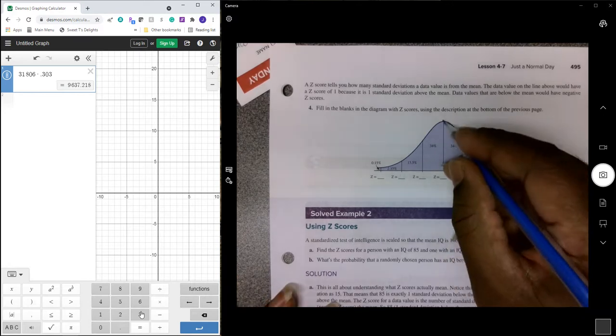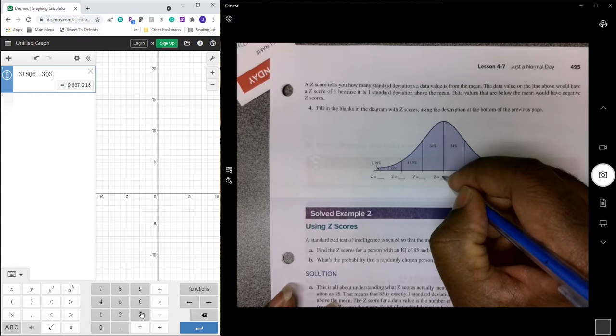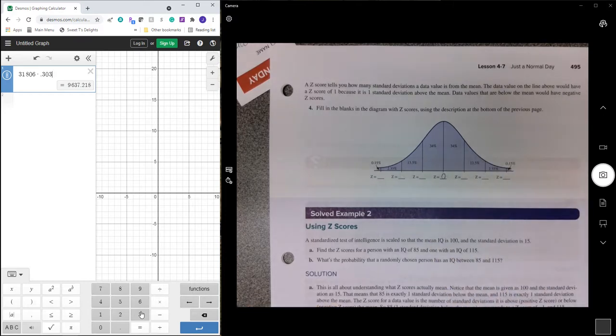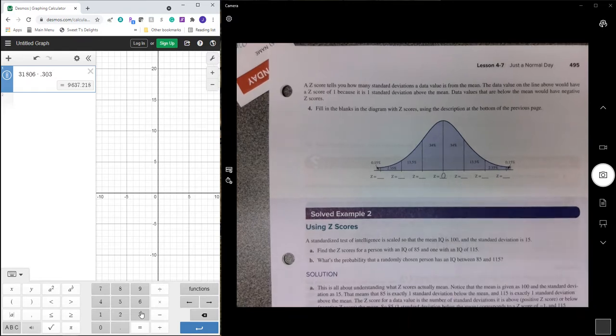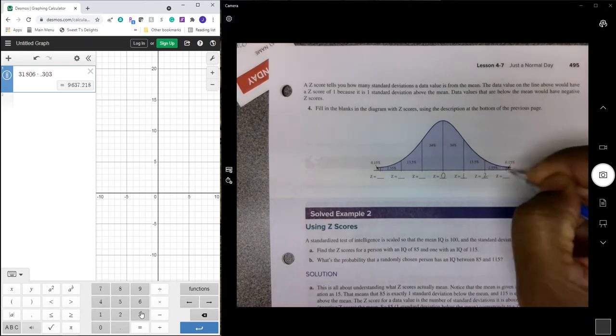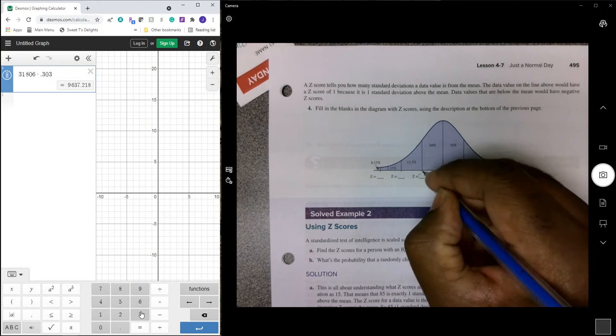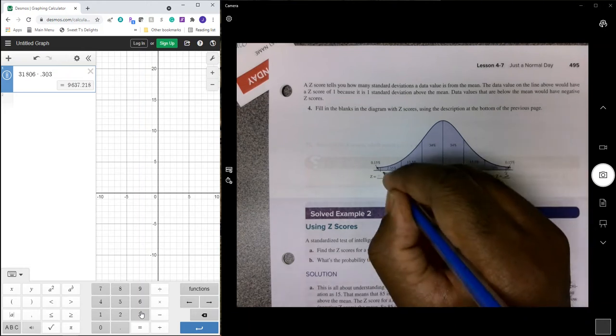So basically here, right here in the middle is the mean. So your z-score would be 0. Because remember, your z-score tells how many standard deviations it is from the mean. And the mean would be 0 because there's no standard deviations away from itself. So here, this would be 1, 2, and 3. This would be -1, -2, and -3.